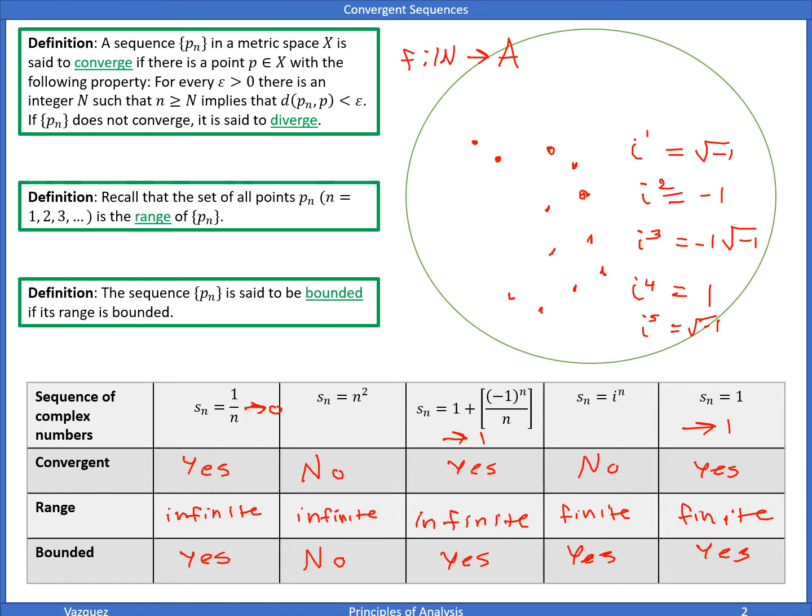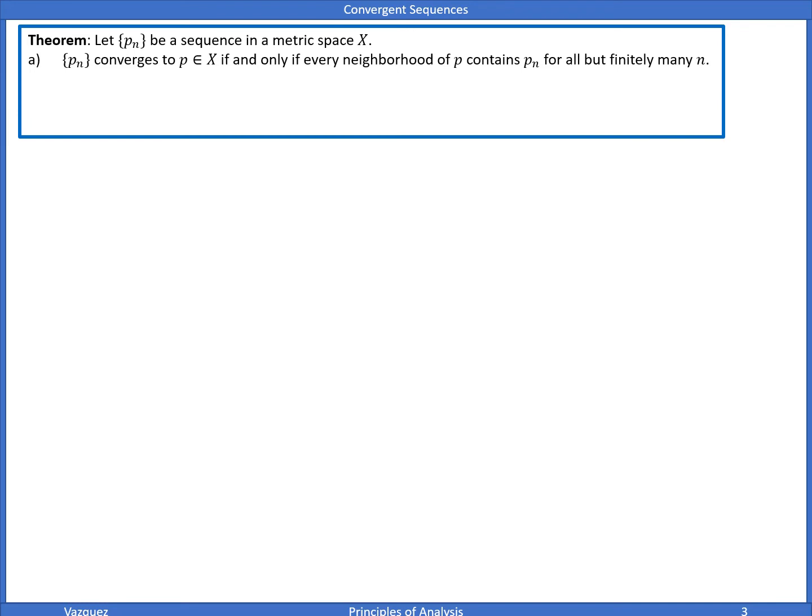So now we're going to summarize some important properties of convergent sequences in metric spaces. Let P sub n be a sequence in a metric space X. P sub n converges to P in X if and only if every neighborhood of P contains P sub n for all but finitely many n. So all the points of the sequence are in every neighborhood except for finitely many.